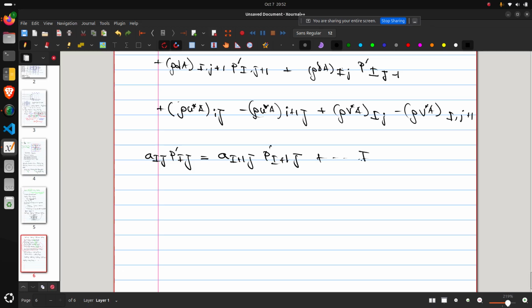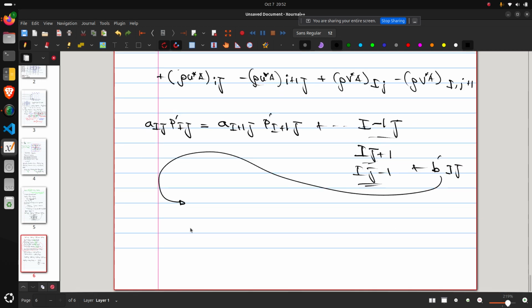All the other terms will be what? I minus 1 capital J, then capital I J plus 1, and capital I J minus 1. Okay, these are all the terms. And another term will be there, something called B prime capital I capital J. And what will be this B prime term? The B prime term is nothing but rho u star A small i capital J minus rho u star A small i plus 1 capital J and all these things.